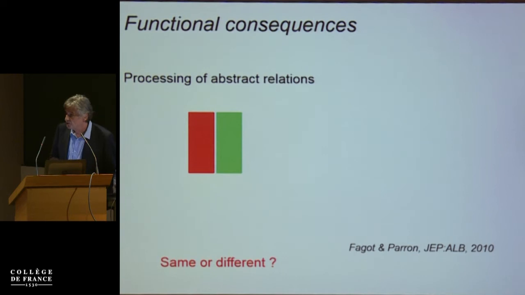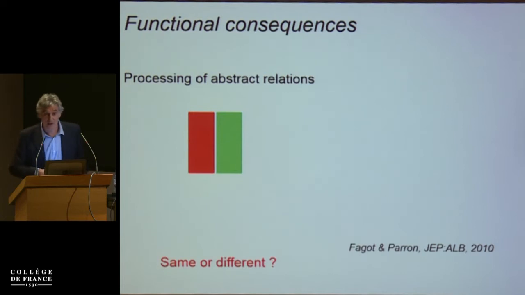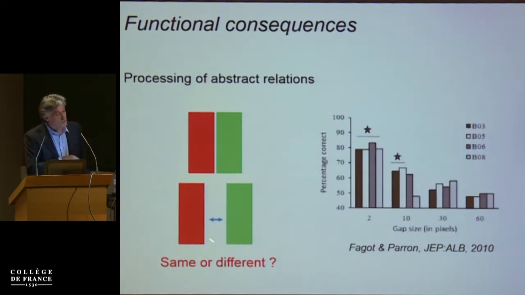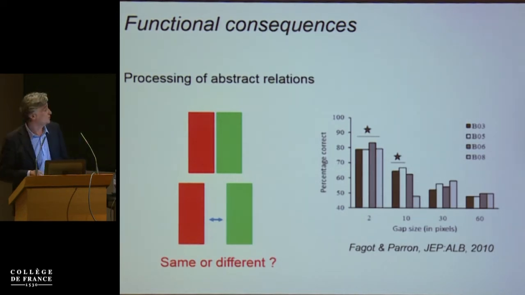This could have some functional consequences. So we can, for instance, train the monkey to see these stimuli, and we can tell the monkey, look at these stimuli. Do they show the relation of sameness or differentness? And the monkey can do that. But if we increase the distance between the two bars, then the performance will decline. Why does it decline? It probably declines because the animal is really attending to the focal level of a stimulus. If you pay too strong attention to the detail, then you don't see the relation between things. And this is probably a functional difference between the two species.